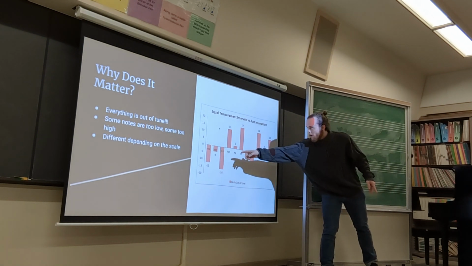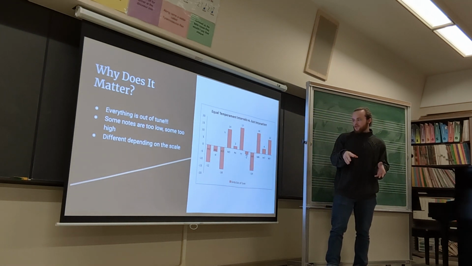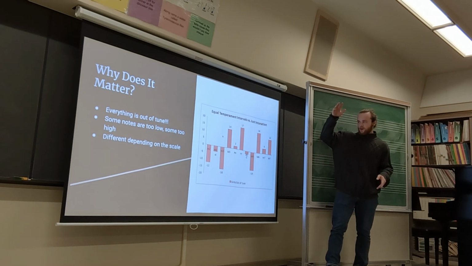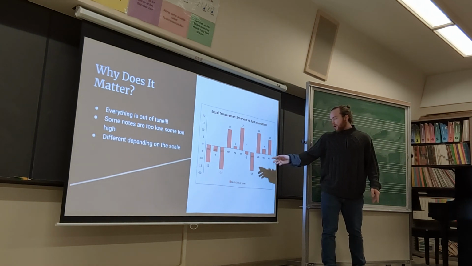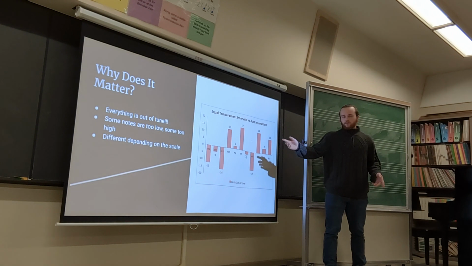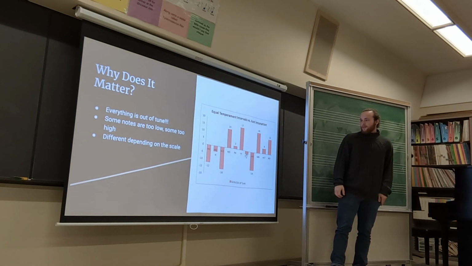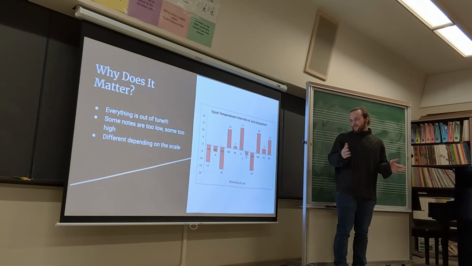So you've got the minor thirds and major thirds. Minor thirds are generally way too low, major thirds are high. And then sixths are kind of the same thing. Tritones are just awful, don't even worry about that. But depending on the scale, you have to compensate differently.